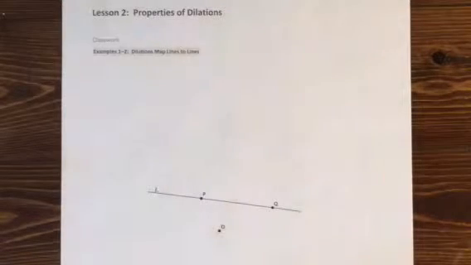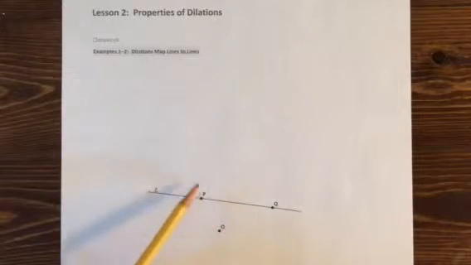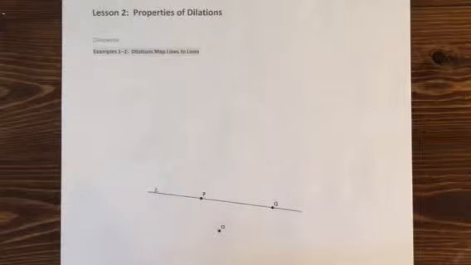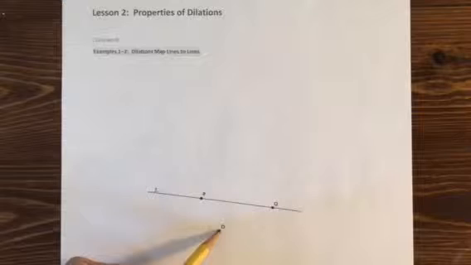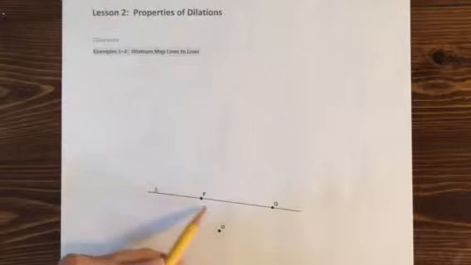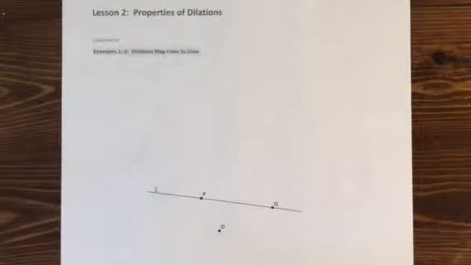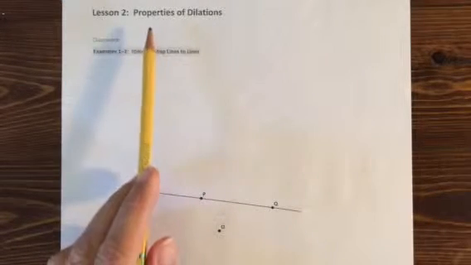And the scale factor tells us how much we're either going to push these points away from the center of rotation or pull them towards the center of rotation. So a scale factor greater than 1 is going to push points away from the center of rotation, whereas a scale factor that's a fraction between 0 and 1 is going to pull points closer to the center of rotation. Okay, so what we want to look at though is properties of dilation.